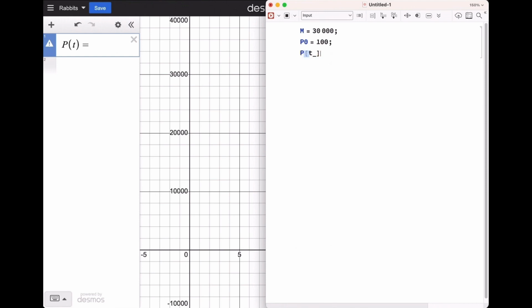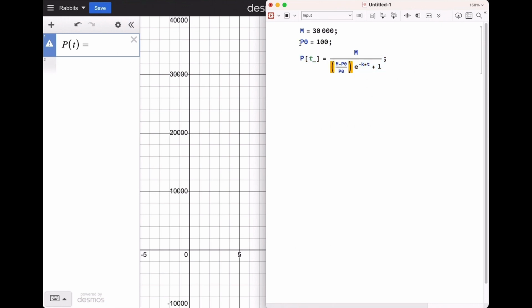I'll define this as a function. P of t equals m divided by m minus p0 divided by p0, times e raised to the negative kt power, and then we add 1. So here's the function that will tell us the population at any time t. Now we want to know the value for k. We don't have the function just in terms of time.